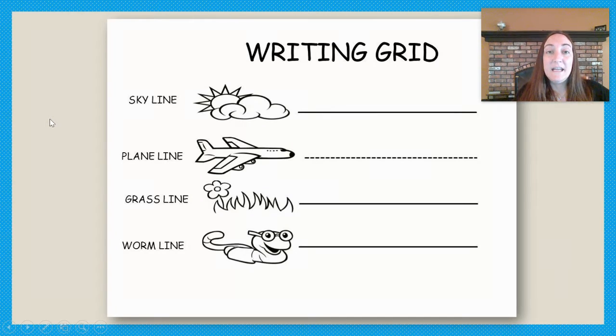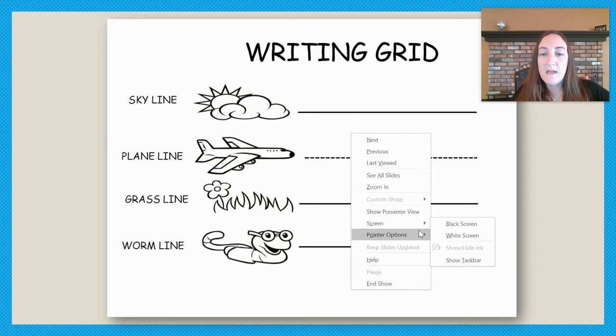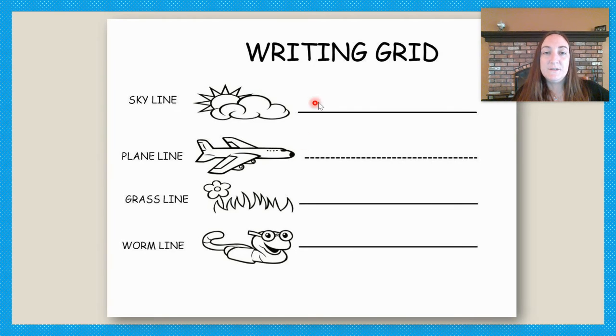On this next slide here, we have our writing grid. And what I want to do is get out my pointer. I'm going to show you guys. This is my laser pointer. Do you see this red dot that's moving around? Okay, so this first line up here, see where my red dot is? Can you remember what that first line is called all the way at the top? That's called the skyline. Very good.